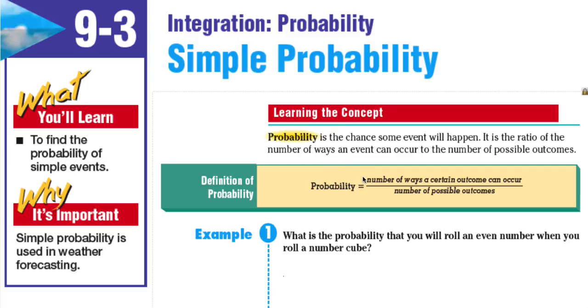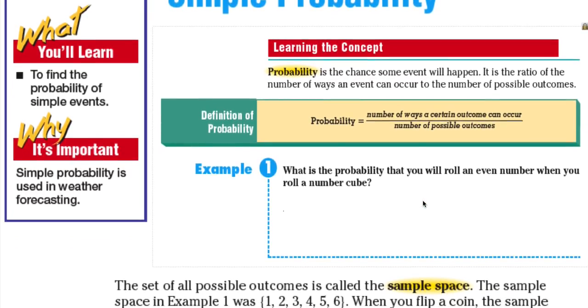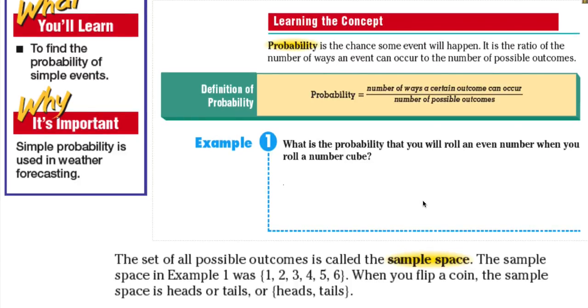Probability is a chance some event will happen. It is the ratio of the number of ways an event can occur to the number of possible outcomes. So the definition of simple probability is the number of ways a certain outcome can occur over the number of possible outcomes. Okay? So let's take a look at example number 1.